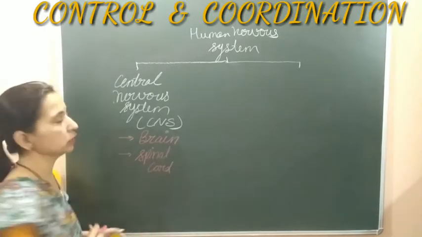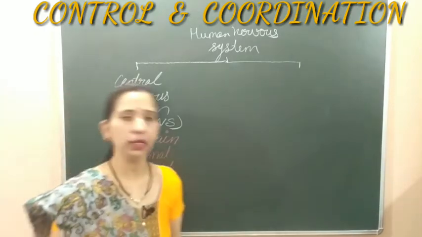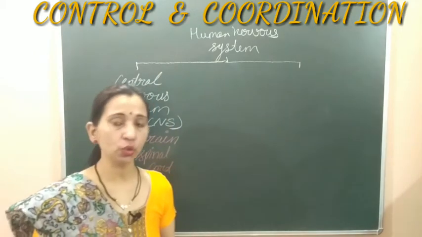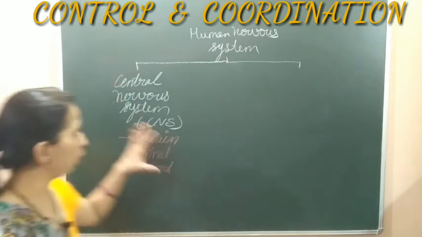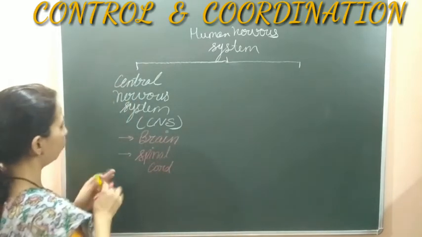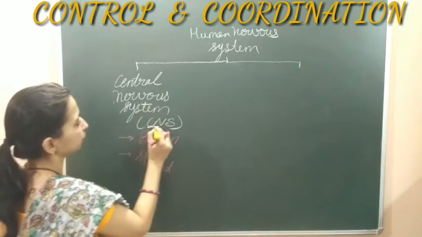The central nervous system is made up of two organs, brain and spinal cord, which control and coordinate all the body organs and their activities. So they are very important. So CNS has a very important role in our nervous system.